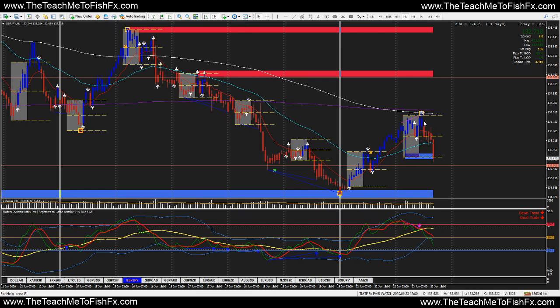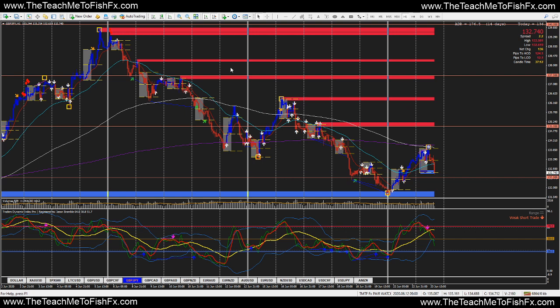I possibly would keep an eye on that, but this is probably going to be just a reset anyway, because it's in a downtrend here. So the reset could actually come today.